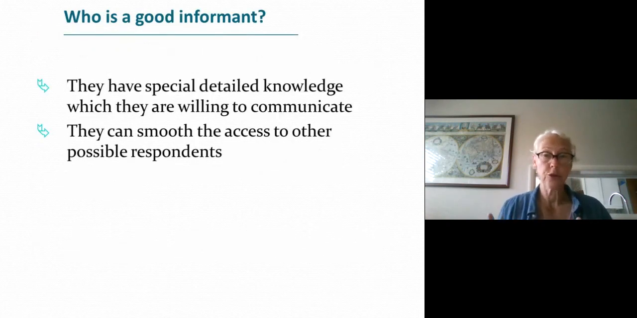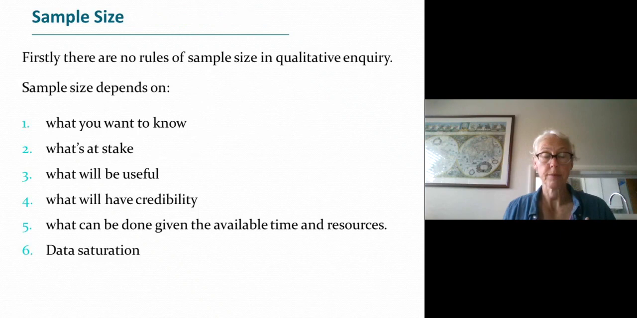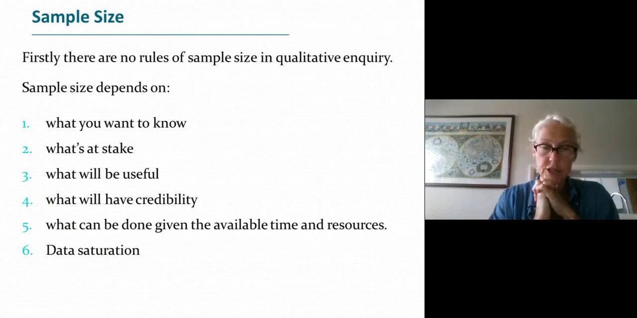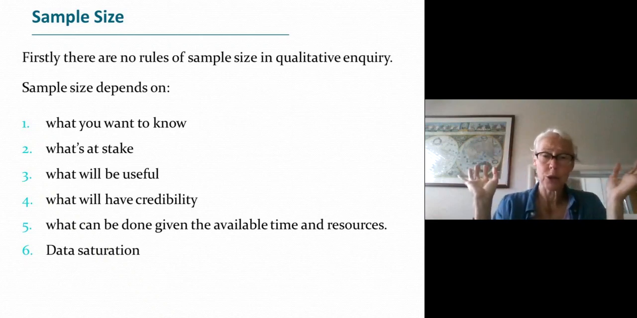In terms of who's a good informant, basically they have to have special detailed knowledge about your topic, and they're willing to talk about that, they're willing to communicate it. And also it can be helpful, particularly if you're using a snowballing approach, if they can smooth access to other possible respondents. In terms of sample size, unfortunately, there are no rules for this. As I say, it could be one individual in very particular studies, but I think that's very unlikely for a dissertation. So, a lot depends on a whole series of questions here, like what you want to know.